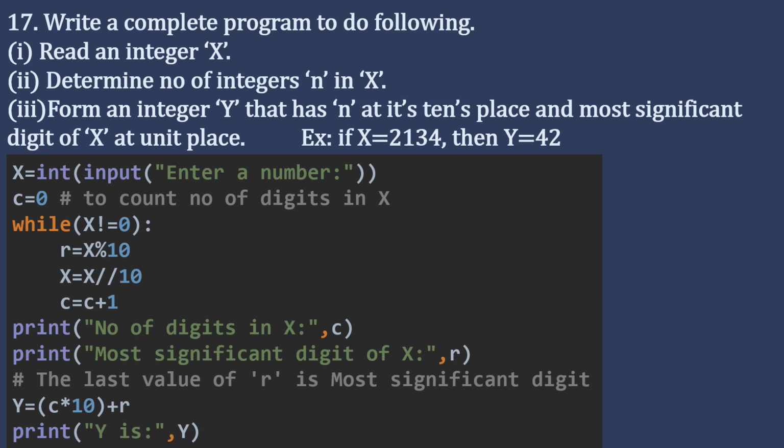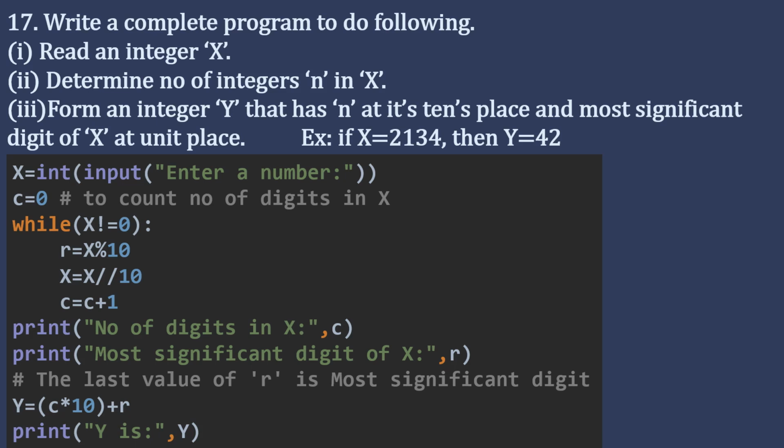Now we can count it like this by using a while loop. Here we can take r is equal to x % 10. That means the remainder, or the digit which is at the units place, you can get by dividing it with 10. Now your x becomes x // 10. The number will get reduced by one digit by using this division.